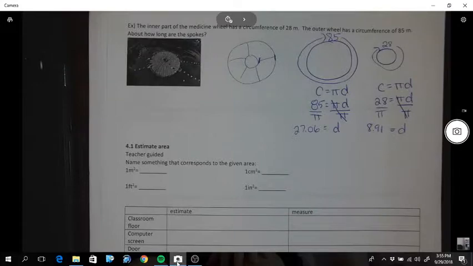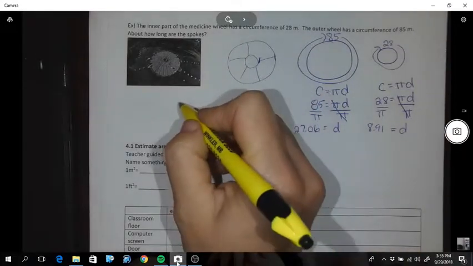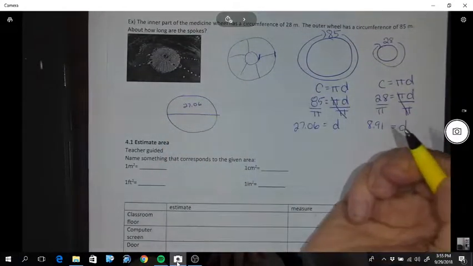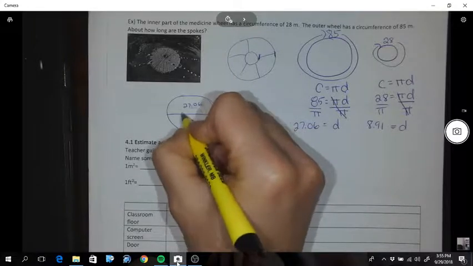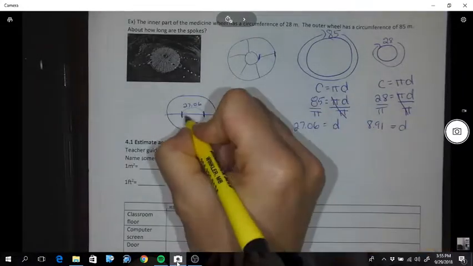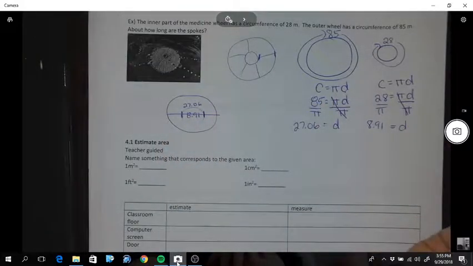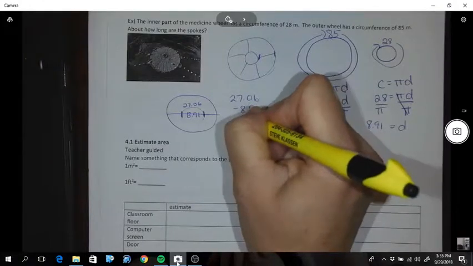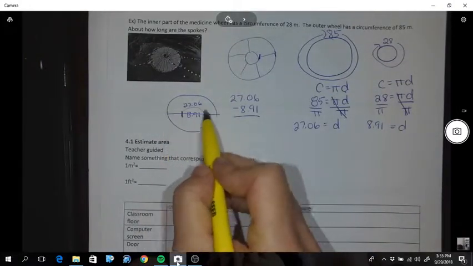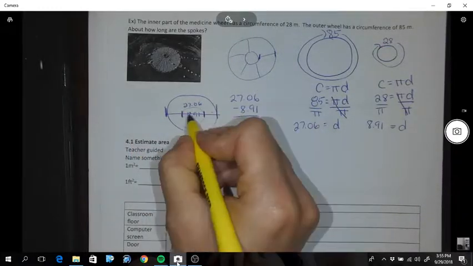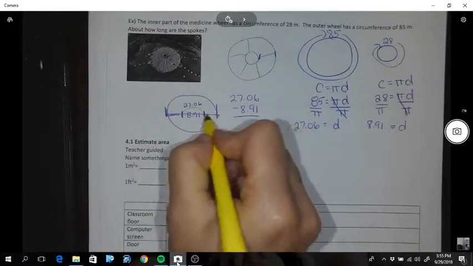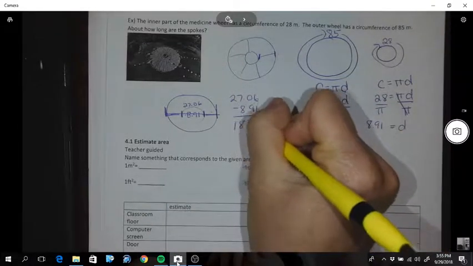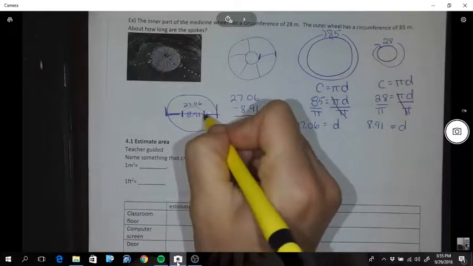Okay, so that's not answering my question yet. How long are the spokes? So here's the situation we have. We have that 27.06, and then on the inner circle, that is 8.91. So we're going to subtract those two numbers to see what's left on the outside. So the whole thing, subtract the middle, leaves us with these pieces. Okay, so subtracting them gets you 18.15. So that leaves you with those pieces.